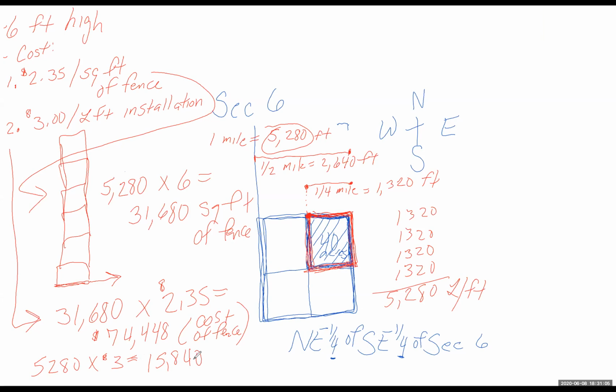15,840. So you take that 74,000 plus the 15,840 equals what? Anyone? 90,288. So that is the total cost of putting a fence around this piece of land. So who's got questions on that? And believe me, you will get weird questions like this on the state exam. Anybody want to go over this or talk about it more?